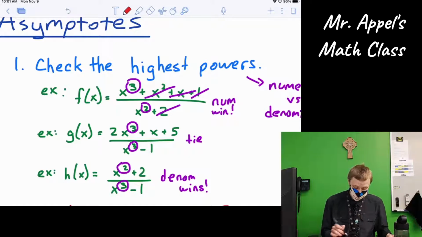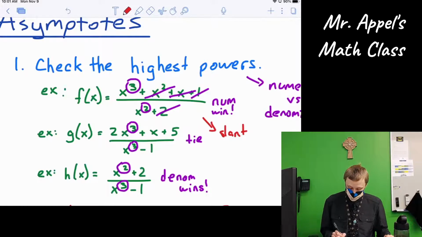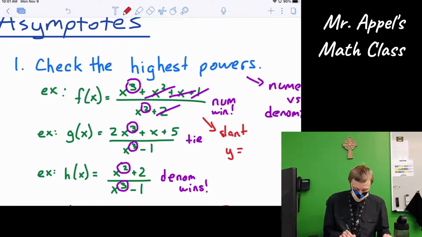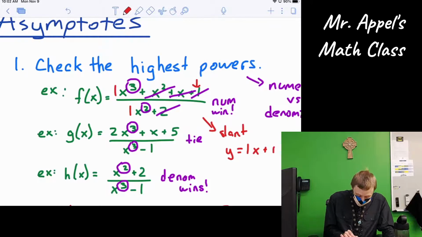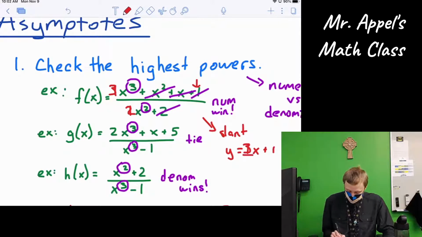So then this is going to have a slant asymptote at y equals, well, what's the coefficient? This is 1. This is 1. 1 over 1 is 1. So it's just 1x plus the constant there, plus 1. Pretty boring slant asymptote. That happens, right? If this was 3, it would be 3x. If this bottom coefficient was 2, this would be 3/2 x plus 1. See what we're doing there?